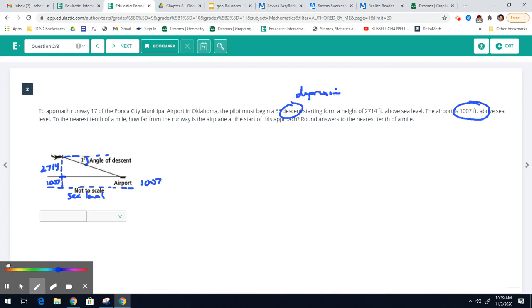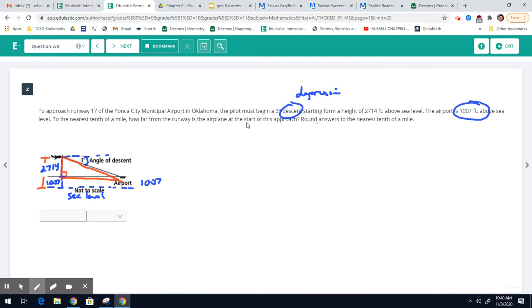So the 2,714 goes all the way from the airplane down to sea level. This 1,007 goes from sea level up to the airport. Your triangle is elevated. So we're going to have to do a subtraction at the beginning to figure out what this measurement in the right triangle is. That's confusing. I get it.